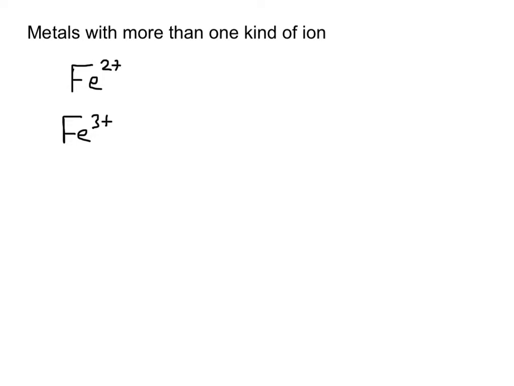The stock name is iron 2, and we're going to use parentheses with Roman numerals. So that's iron (II), and for Fe3+, to designate the charge of it, we're going to call that iron (III). So the Roman numeral in parentheses tells us which cation and what the charge is on the cation.